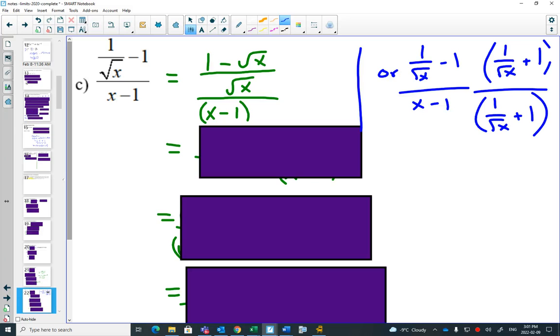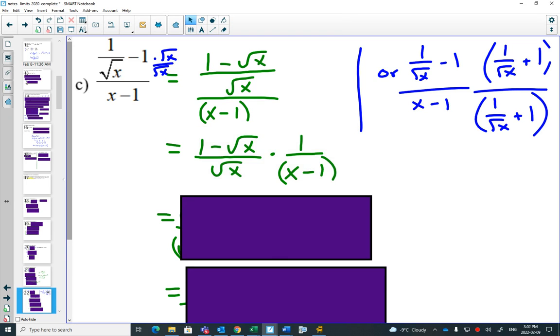So in option 1, I made a single fraction in my numerator first by getting a common denominator, right? Would you agree that I can multiply this one by root x over root x? And then that would get a common denominator. I could put that up there. And if I wanted to simplify that further, how do you do a fraction divided by a fraction? Flip it and multiply. That would look like this. I still have a 1 minus root x in my numerator, which I could now rationalize.